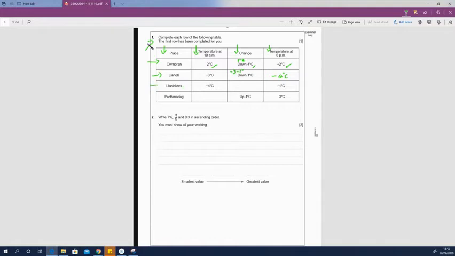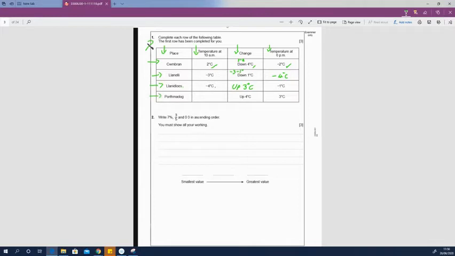Let's have a look at Llandudno. The temperature at 10 was minus 4 degrees C. The temperature at 6 was minus 1. So that means it's actually gone up, because minus 1 is warmer than minus 4, and it's gone up by 3 degrees C, because minus 4 plus 3 will take you to minus 1.